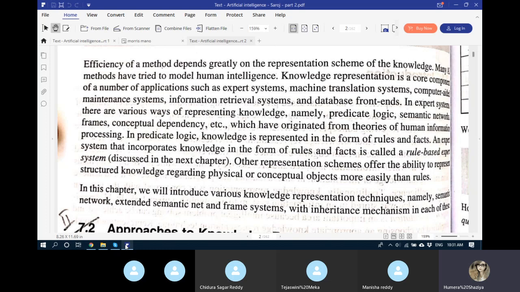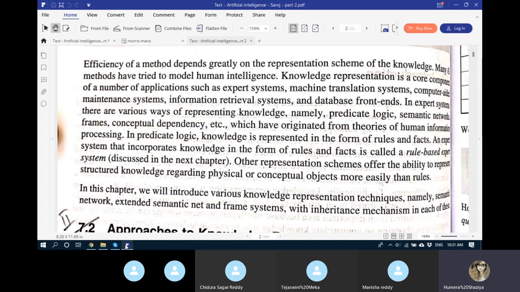What happens in predicate logic? How do you represent the information in predicate logic? If you recall the concept we studied for predicate logic, we have seen some rules and facts, and based on rules and facts, we have derived new conclusions, which are nothing but the goal. The goal is to find out whether a particular statement is true or false based on the rules and facts.